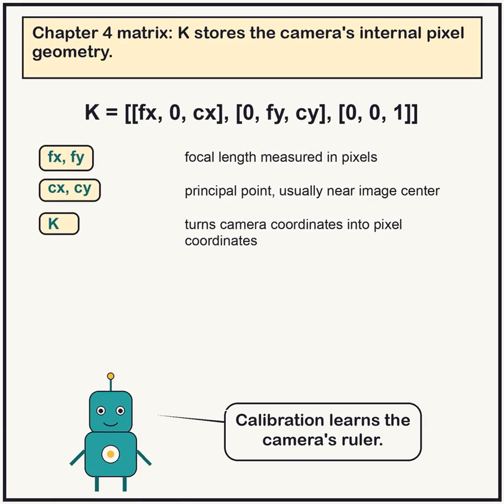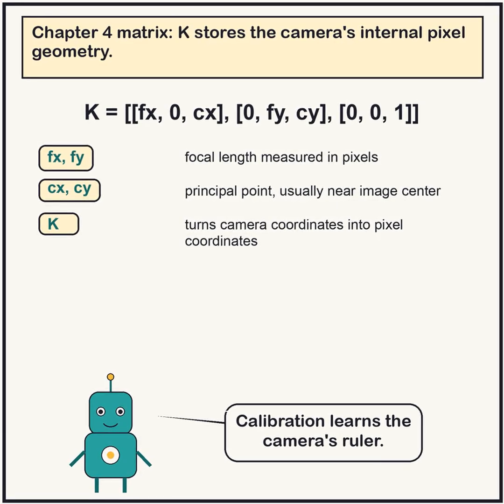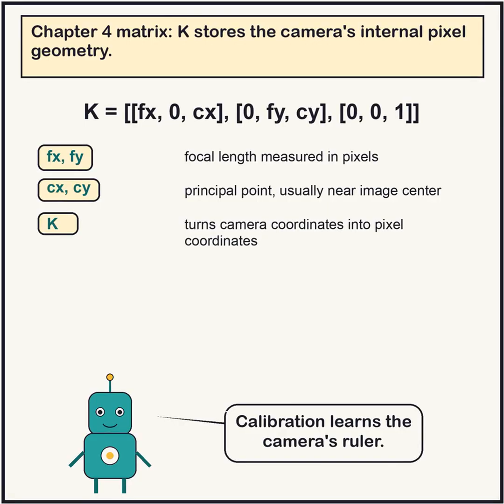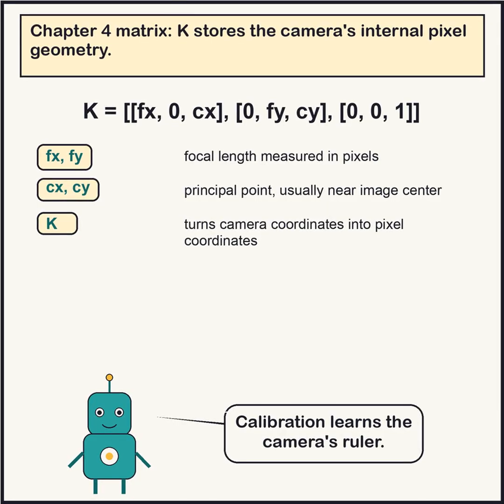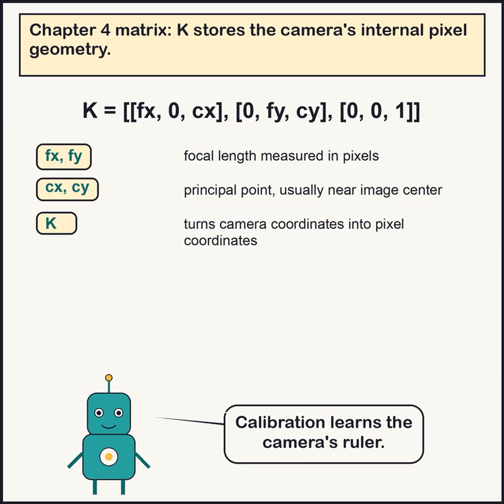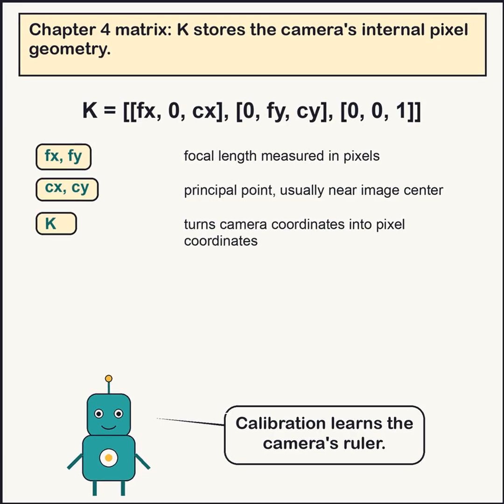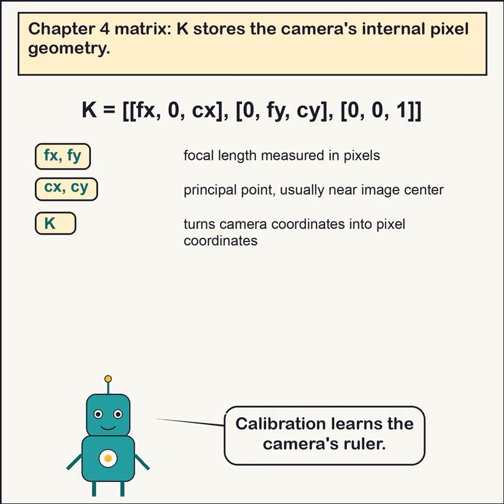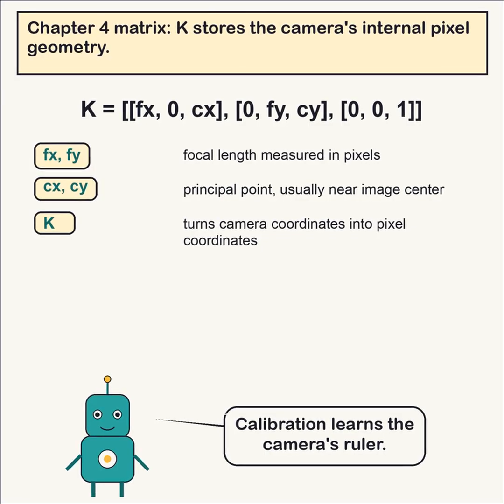The intrinsic matrix K stores the camera's internal pixel geometry. Fx and Fy are focal lengths in pixels. Cx and Cy are the principal point, usually near the image center. K is the ruler that turns camera coordinates into pixel measurements.